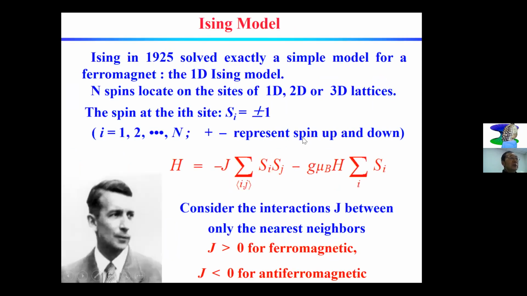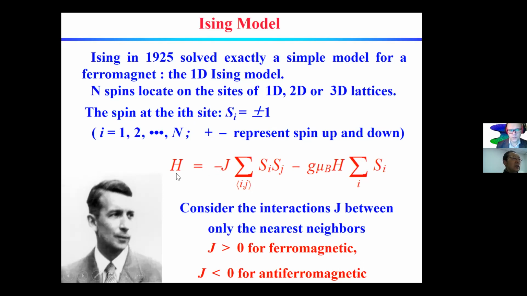One of the simple models to describe the critical phenomenon is the Ising model. In 1925, Ising solved exactly the 1D Ising model. In the Ising model, we have N spins located at the sites of a 1D, 2D, or 3D lattice. Each spin has two possible states, with value equal to +1 or -1.